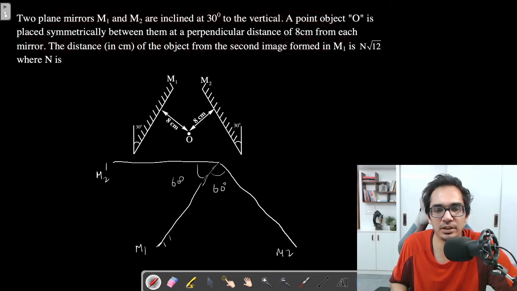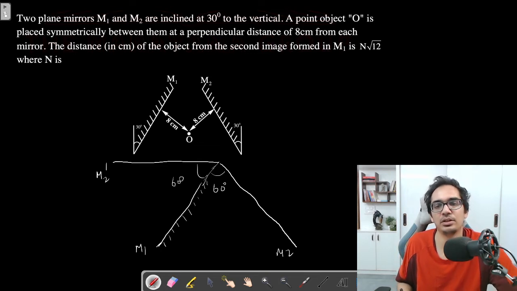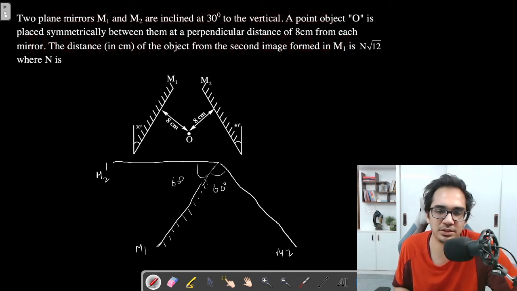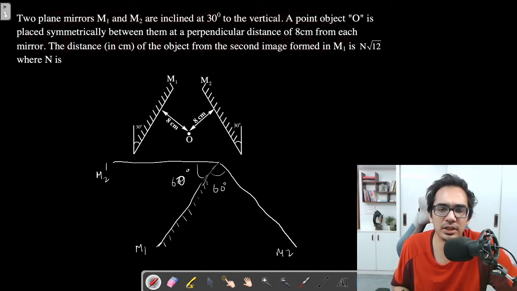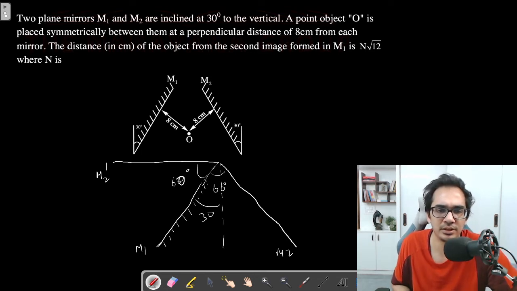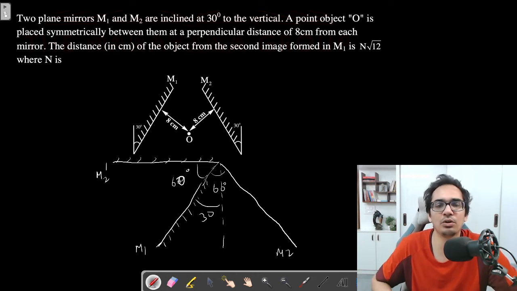We are drawing the reflection of M2 in M1. So this is M1, and you have drawn the reflection M2 dash in the mirror. So the angle should be the same, 60 degree. And you also know that this angle is 30. So technically this is 90 and it becomes flat. So this is the image of M2 in M1.